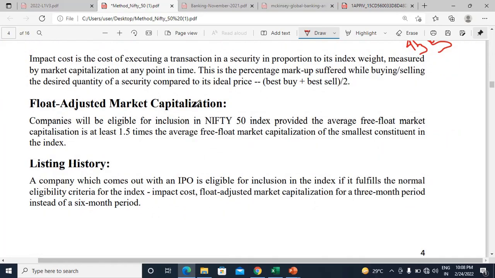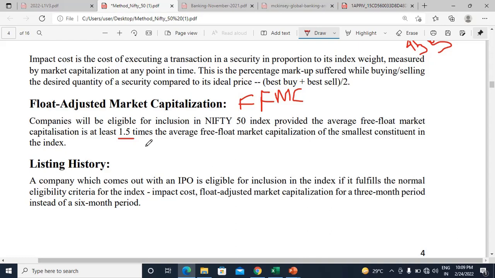index. Float adjusted market capitalization. Companies will be eligible for inclusion in the Nifty 50 index provided the average free float market capitalization is at least 1.5 times the average free float market capitalization of the smallest constituent in the index.